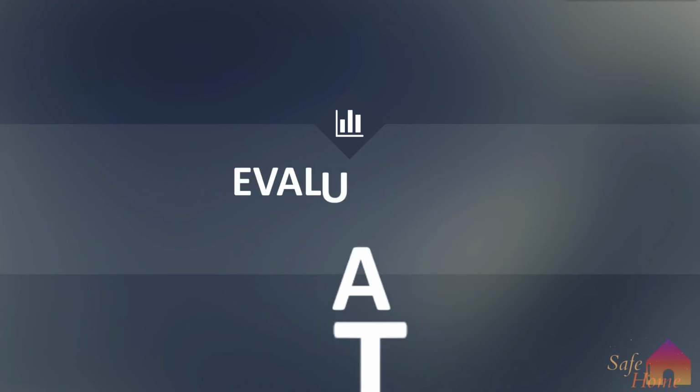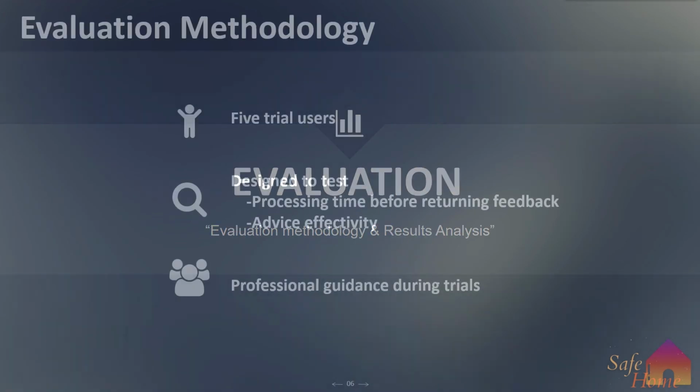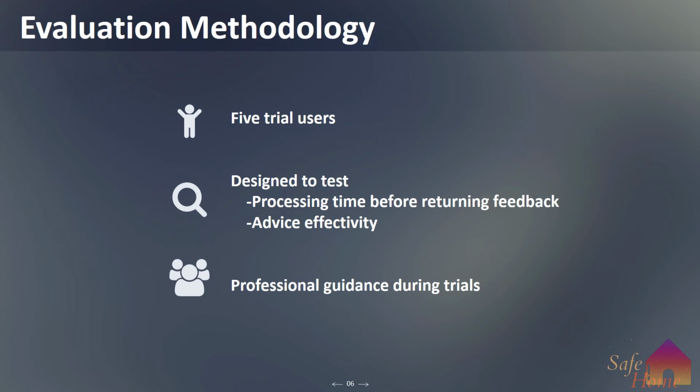Let me introduce how we evaluate our system. We invited 5 people to experiment with our application. 4 of them were careless people who did not pay much attention to details, while the other one cleaned her house frequently and had a strong sense of home safety. The trial was designed to test how long our system actually took to return feedback to end users and how effective our advice could be. To ensure that the evaluation process was under control and the results were accurate, we assigned each candidate one of our professional employees to guide them during the process.